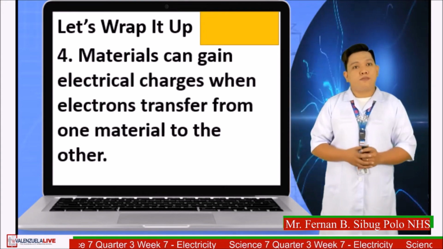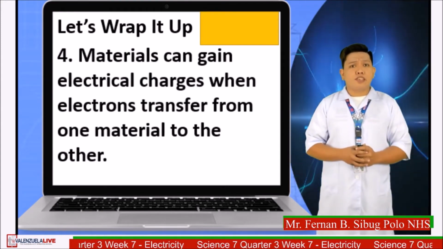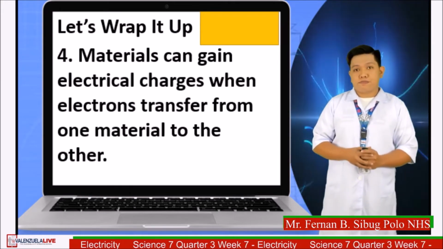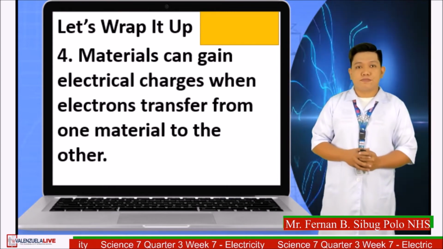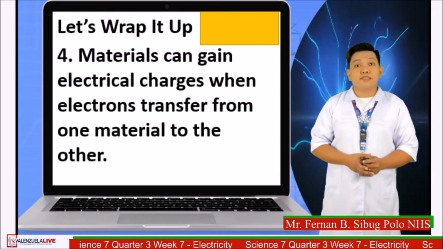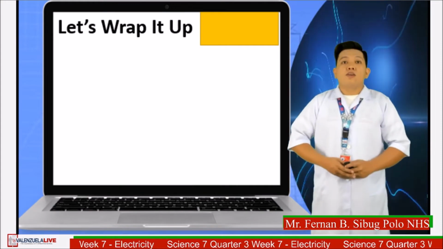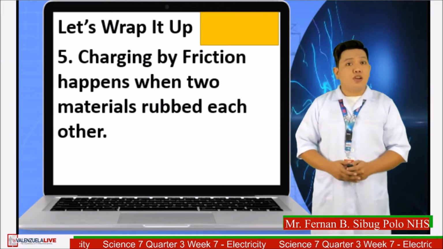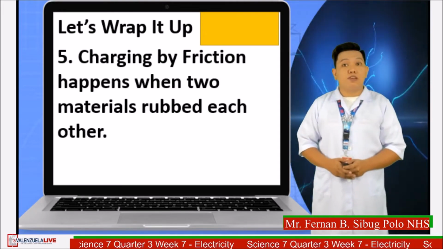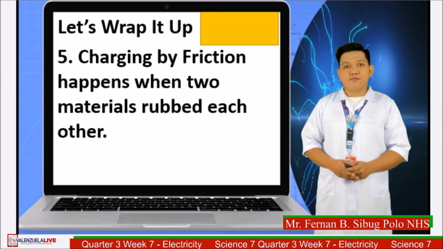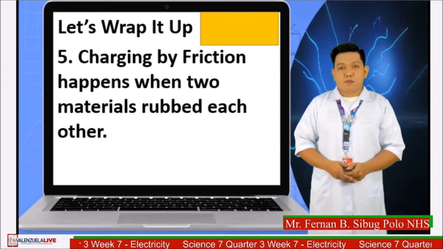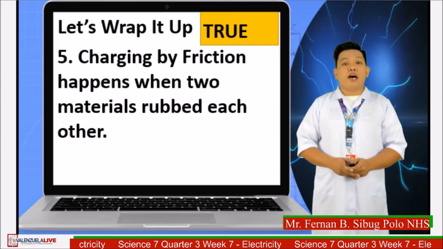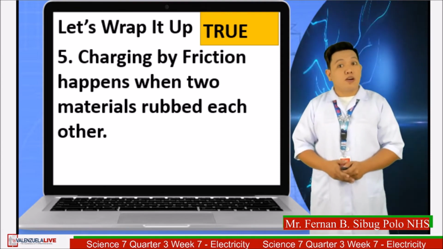Question number 4. Materials can gain electric charges when electrons transfer from one material to the other. The answer is true. Question number 5. Charging by friction happens when two materials rub each other. Okay, this is true. Charging by friction happens when two objects have direct contact.